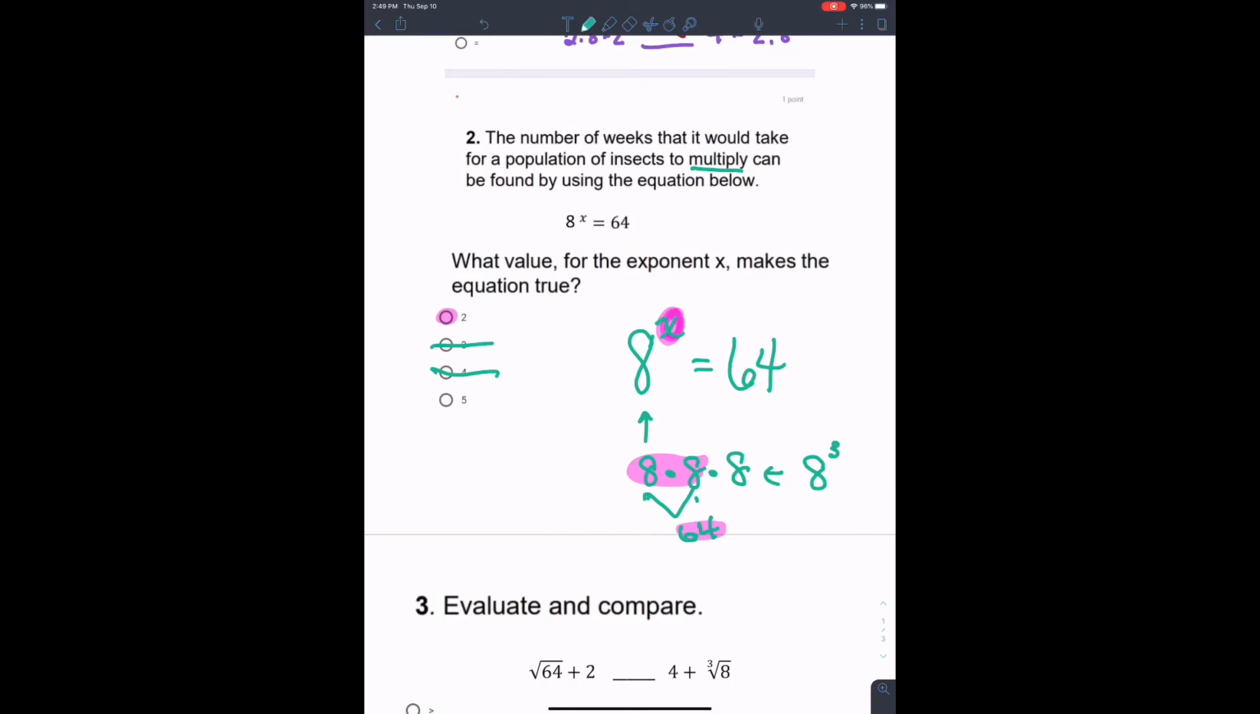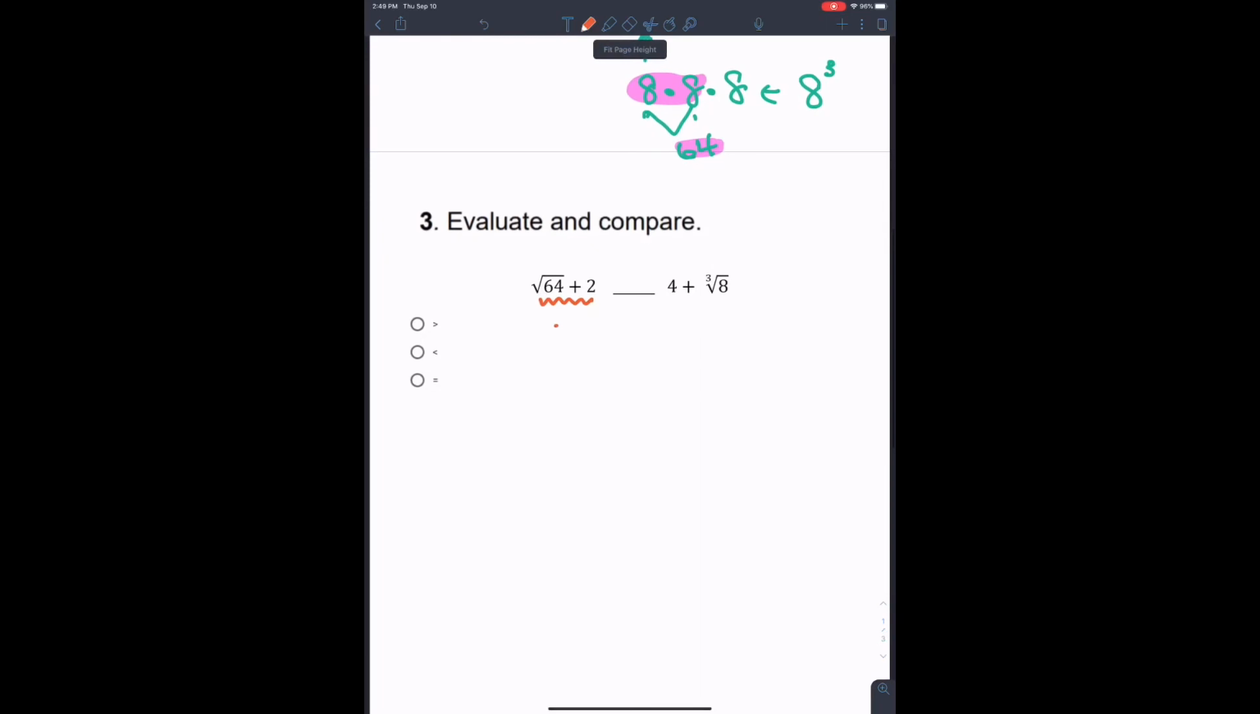One more example. It says evaluate and compare. Well, I need to treat this expression as a single one. So first, I take the square root of 64 and get 8. Okay, I would add 2 to that, and I get 10. So this side is 10. Here, I'm going to put 4.